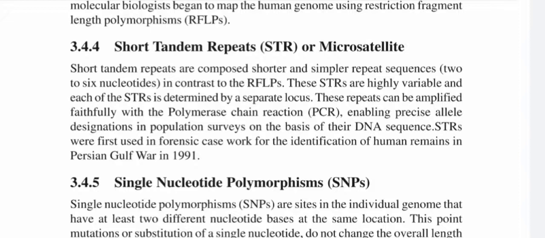Short tandem repeats are composed of shorter and simpler repeat sequences, 2 to 6 nucleotides, in contrast to the RFLPs. These STRs are highly variable and each of the STRs is determined by a separate locus. These repeats can be amplified faithfully with the polymerase chain reaction, PCR, enabling precise allele designations in population surveys on the basis of their DNA sequence. STRs were first used in forensic casework for the identification of human remains in the Persian Gulf War in 1991.